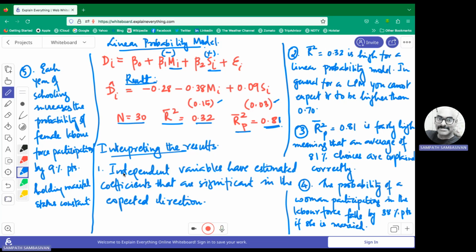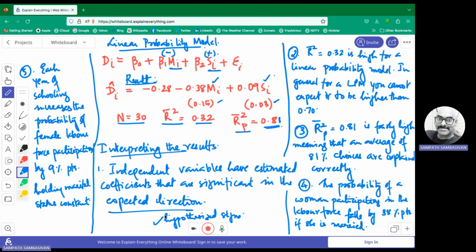So here, how do we interpret the results? First and foremost, what is one observation that we can make? We can say that the independent variables, that is marital status and the years of schooling, are significant in the expected direction. This is what we earlier called the hypothesized signs, isn't it? The hypothesized signs of these variables were negative and positive, right?